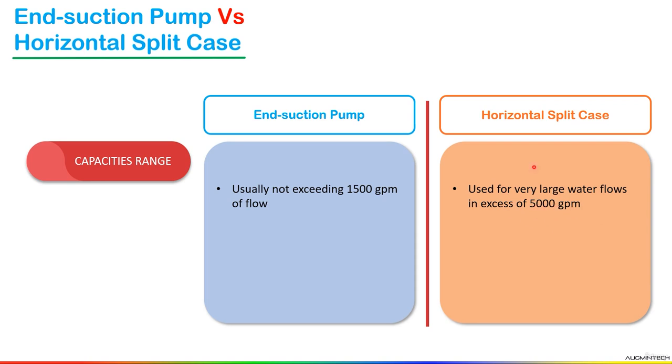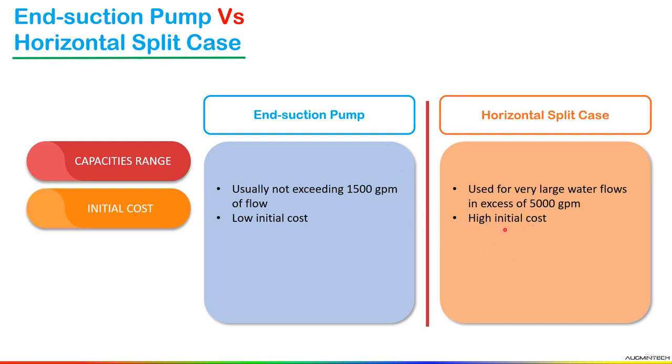For that flow rate you can use the horizontal split case. It means the horizontal split case pump you can use for a large capacity. Okay, but the end section pump is only available up to 1500 gpm only. Next, if I talk about initial cost for both, the end section pump initial cost is low as compared to the horizontal split case pump, because in the horizontal split case pump the initial cost is high. So obviously, because here the flow rate is how much for the end suction pump? 1500 gpm it is available only.